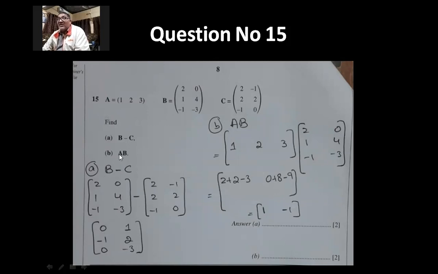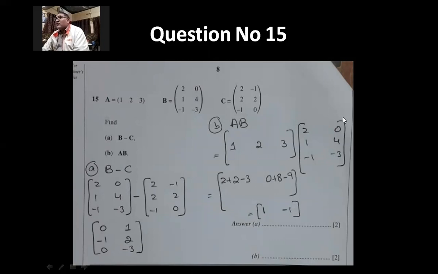The B part is find out AB. AB means A multiplied with B. So the matrix A is 1, 2, 3. Matrix B is 2, 0, 1, 4, minus 1, minus 3. So from here, I will take the row, and from here, I will take the column, and I will multiply them. So 1 multiplied by 2, that will be 2, plus 2 multiplied by 1, that will be 2, 3 multiplied by minus 1, that will be minus 3.